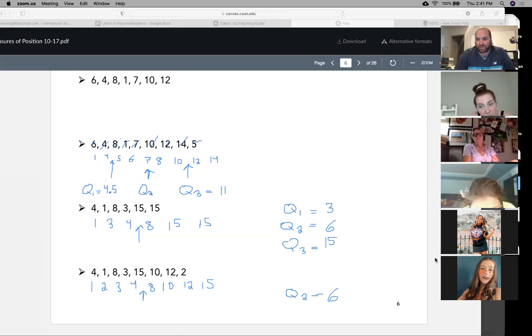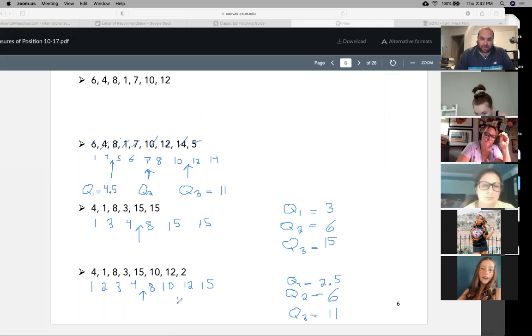How do I find Q1? Add 2 and 3, and divide by 2. So what's Q1 equal to? 1.5. Try again. 2.5. That's what I meant. And what is Q3? 11.